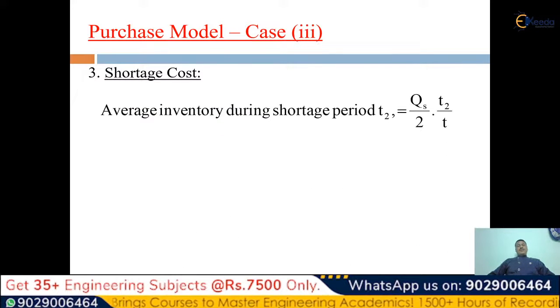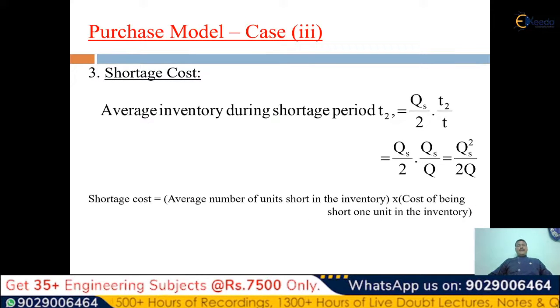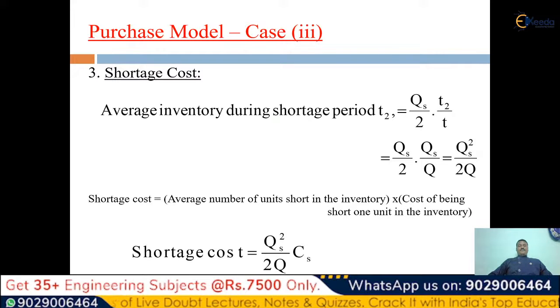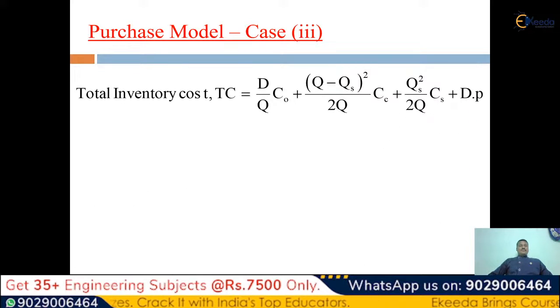Similarly, we can have the shortage costs also. The average inventory during the shortage period will be equal to QS by 2 into T2 by T, which gives us QS square by 2Q. The shortage cost is nothing but the average number of units which are short in the inventory into the cost of being short by 1 unit in the inventory. Similarly, the shortage cost equals QS square by 2Q into CS. Hence, the total inventory cost TC is equal to D by Q of CO plus Q minus QS whole square by 2Q of CC plus QS square by 2Q of CS plus D into P.